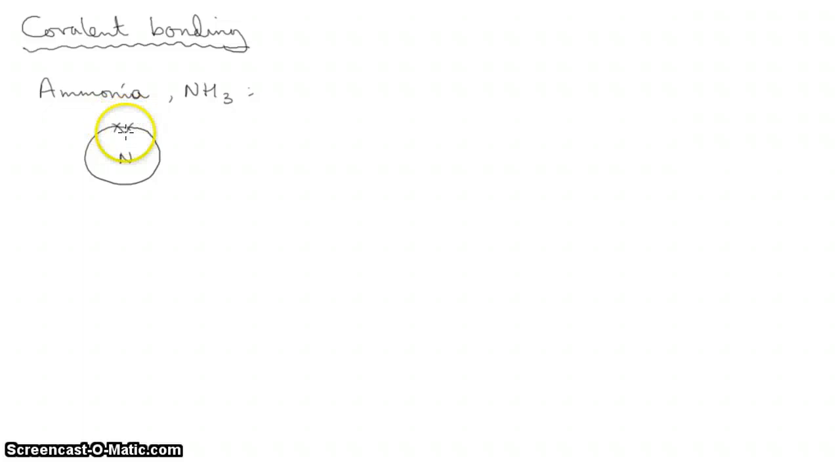Okay, last two are the standard molecules needed for GCSE. So the first one will be ammonia, which is NH3. So you need a nitrogen, which is in group 5. So it has 5 electrons in the outer shell. I'll spread them out like that.